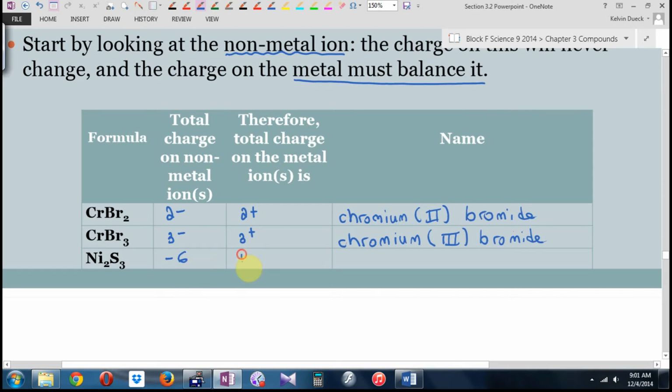Now here's the problem. How many nickels do I have grand total? So what's each one going to be worth if they have to have a total of +6? Amelia, you're right. Say it nice and loud. 3. Like I said, I wish it was always as easy as the first two, but it's not. I have to clue in. I have 2 nickels. They have to have a total charge of +6. I guess, you know what? This is going to be nickel 3 sulfide.